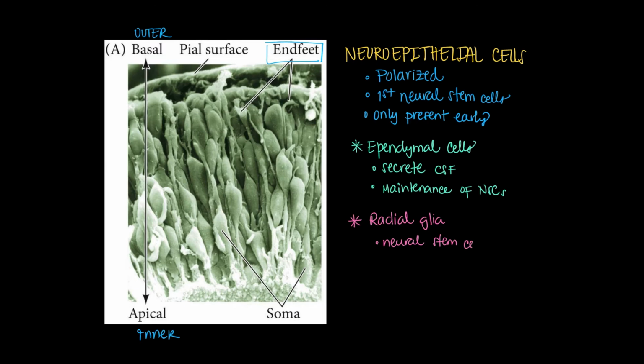Now, in addition to serving as neural stem cells, the radioglia also serve as a scaffold for the migration of progenitors and newborn neurons, and these cells migrate to different layers of the brain. And we'll see why this migration is important later in the chapter.